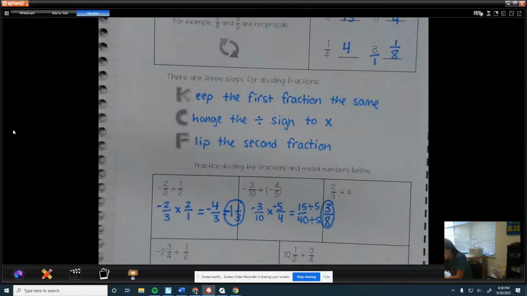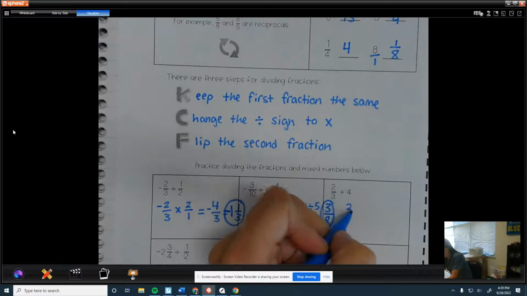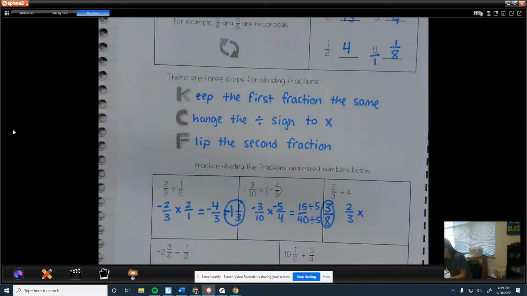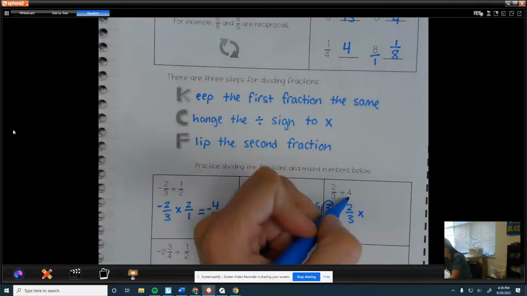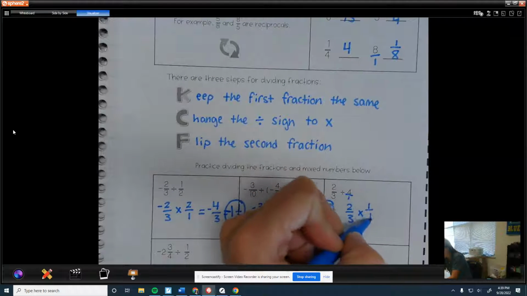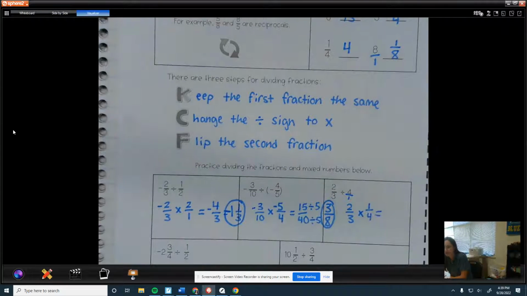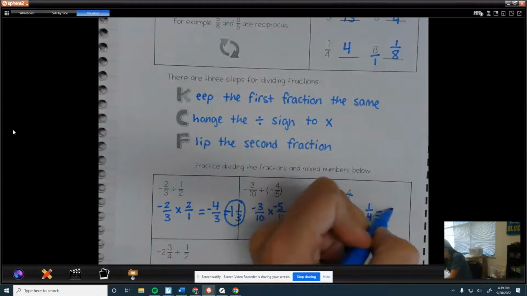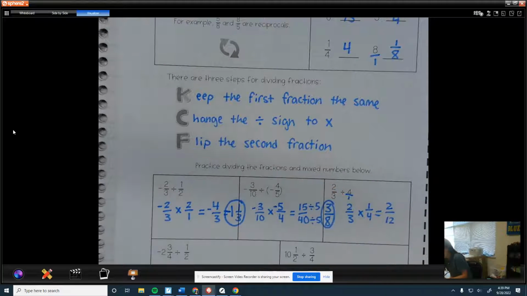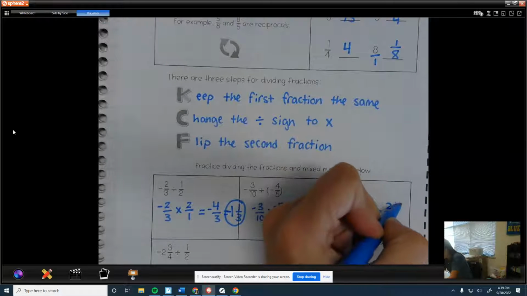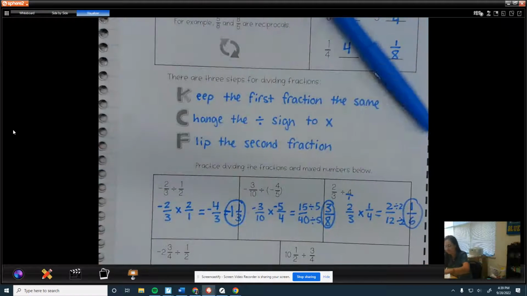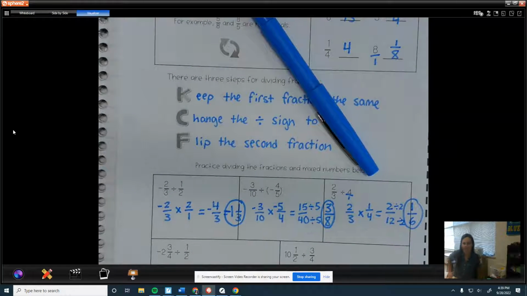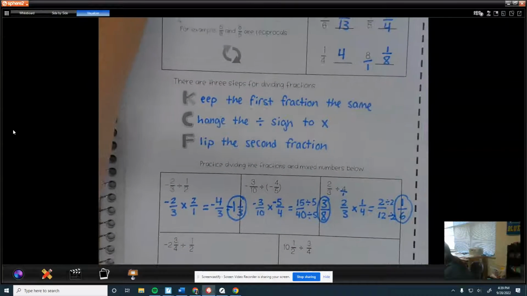All right, last one. Let's follow the steps. Keep the first fraction. Change the sign to multiply. Then what's the reciprocal of 4? Look, we got it up here. Reciprocal of 4 is 1/4, because you stick a 1 under it and then you can flip it. So now I just have to do 2/3 times 1/4, which is 2/12. Even numbers are divisible by 2, so that would be 1/6. Boom, dunzo.